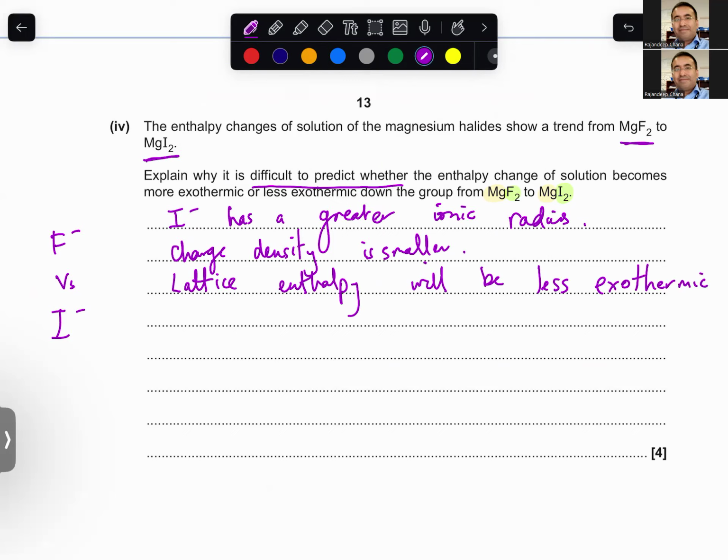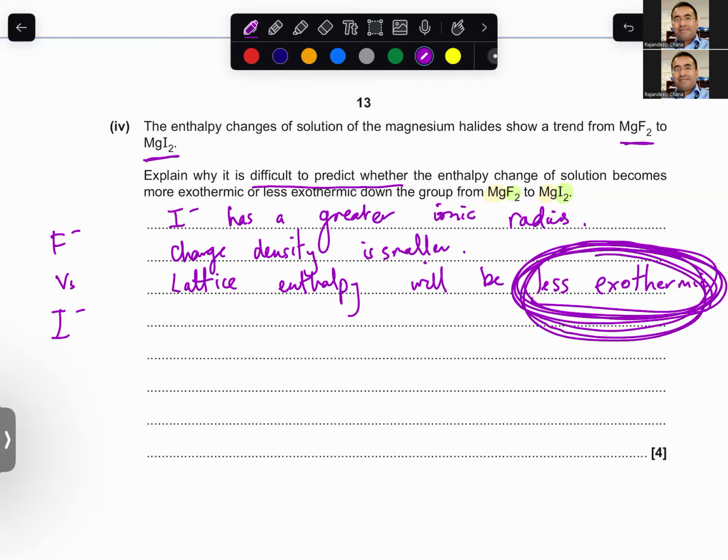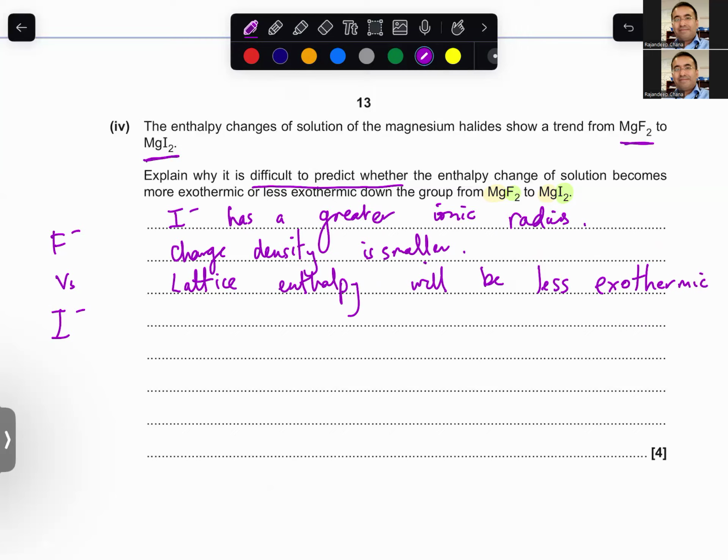Ladies and gentlemen, whenever you're referring to lattice enthalpy and the effect of these changes, always say, is it less exothermic or will it be more exothermic? These are the terms that you want to use. Don't say it's more positive or more negative. You need to say, is it less or more exothermic? That's the terminology used. In this instance, for iodide ion with magnesium ion, that lattice enthalpy will be less exothermic.